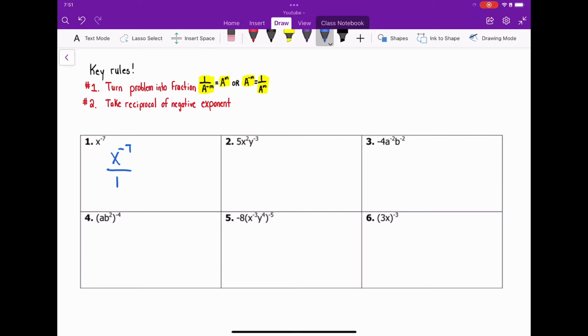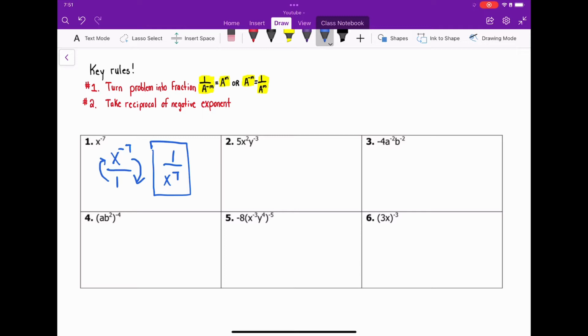And to get rid of our negative exponent, we're going to bring the top part of the fraction, x to the negative 7, to the bottom, and we're going to bring 1 to the top. So, our final answer for x to the negative 7th will be 1 over x to the positive 7th power.